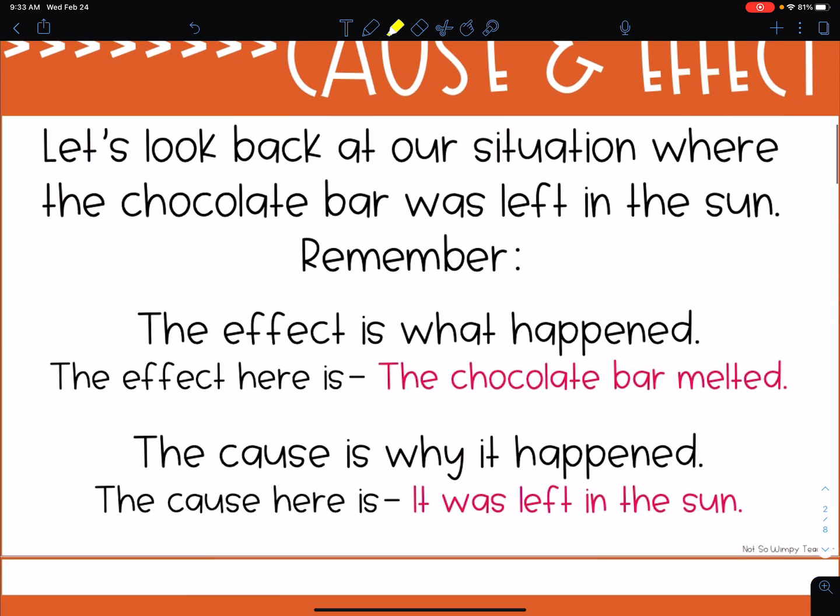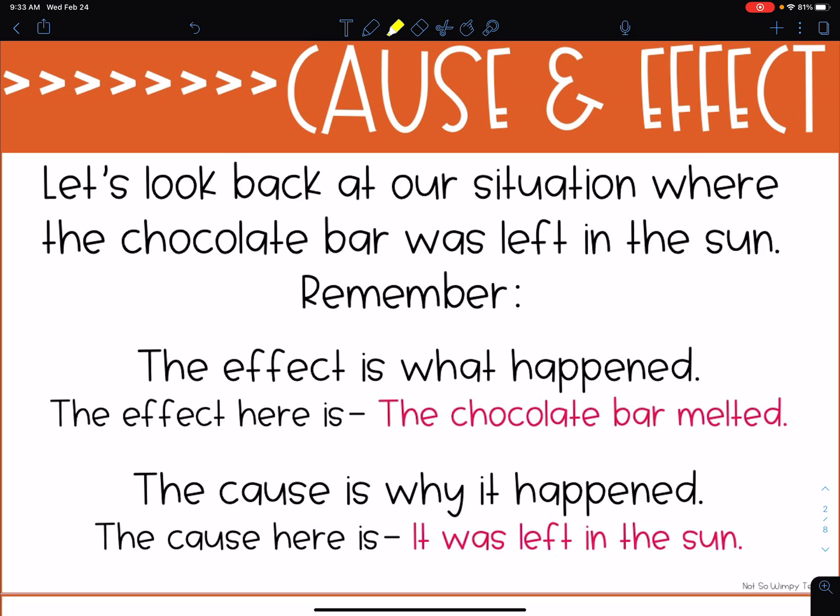Let's look at a situation about a chocolate bar. Let's pretend we've left the chocolate bar out in the hot sun. The effect, remember, is what happened. So in our situation, the effect would be the chocolate bar melting. The cause, or what made it melt, was that it was left in the sun. So remember, the cause is why, the effect is what happened.